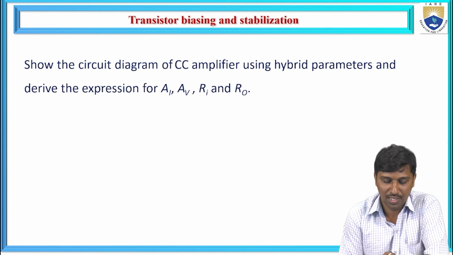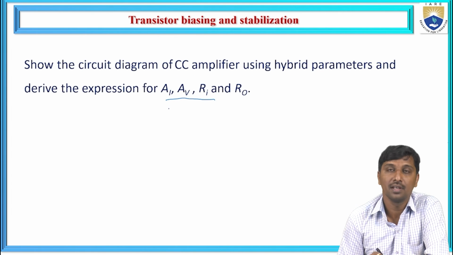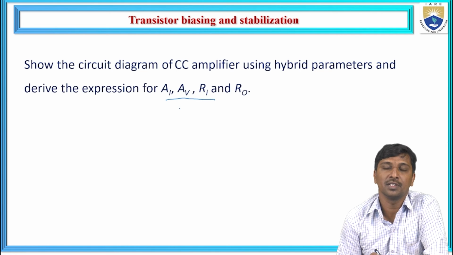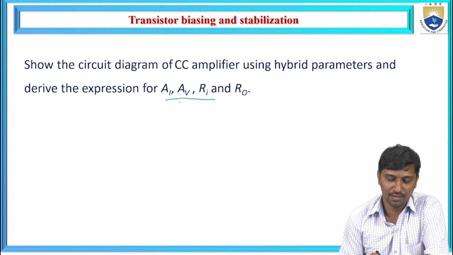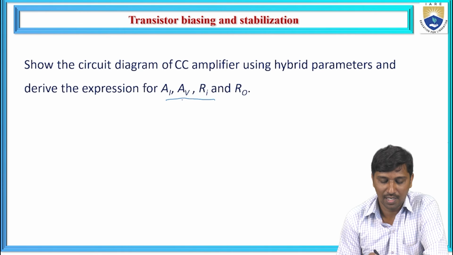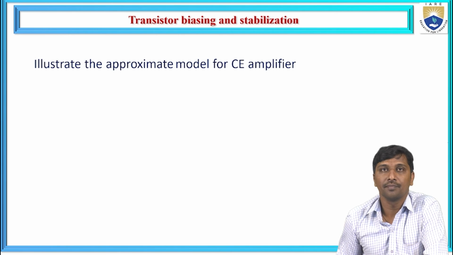And similar to that, show the circuit diagram of CC amplifier using hybrid parameters and derive the expressions for current gain, voltage gain, input impedance, and output impedance. For this case, first you draw the small signal model for common collector amplifier using the low frequency model. Then apply the KVL analysis at the input side and output side to identify the input impedance, voltage gain, current gain, and output impedance. For this case, you refer to the CC amplifier using low frequency model analysis video session.